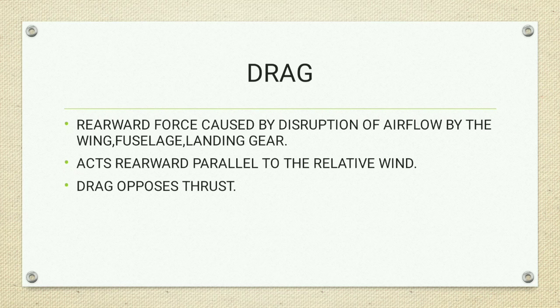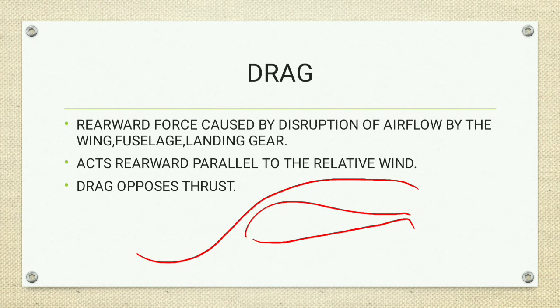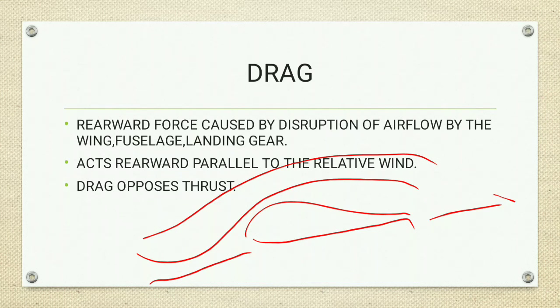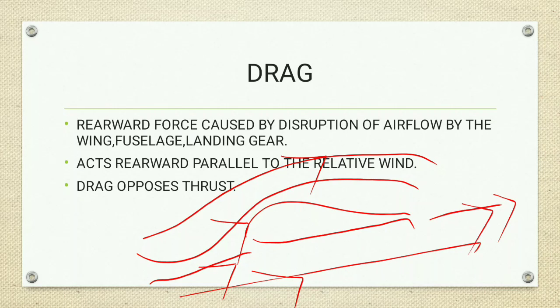Now let's discuss with the help of a diagram. Consider this to be the aerofoil. The relative flow is going on in this way. So the drag is going to act in this direction, which means it is parallel to the relative flow, parallel to the relative wind. That is what we are discussing.